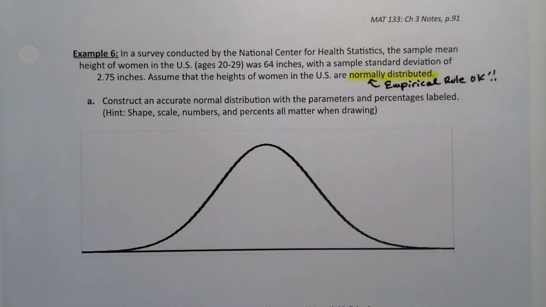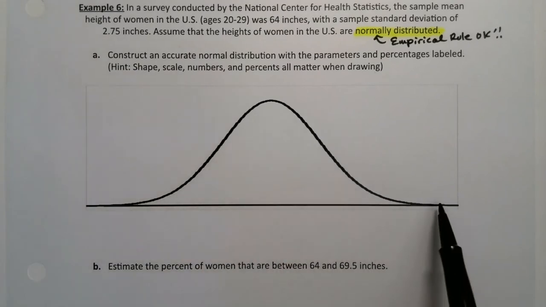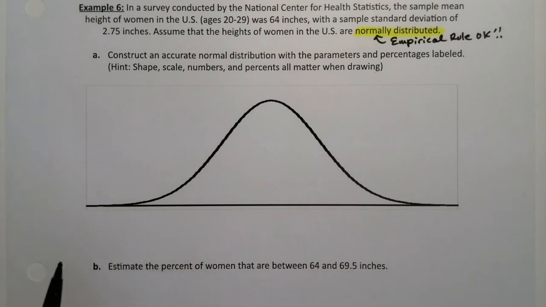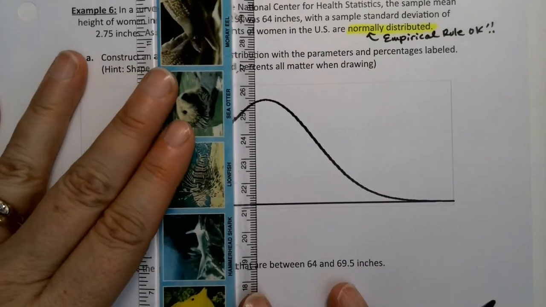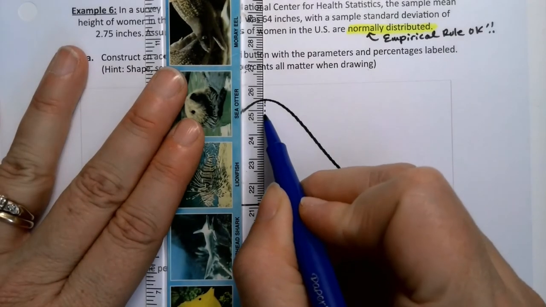Wonderful. So it says construct an accurate normal distribution. Now, for the sake of sanity, I did draw this one with a computer program so you can see it has the horizontal asymptote action going on there. Lovely. So we need to put down the center. Rulers really help with problems like this, I have to tell you. So I'm going to have my center line go right down the middle.